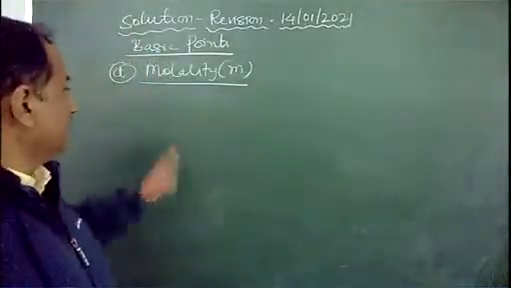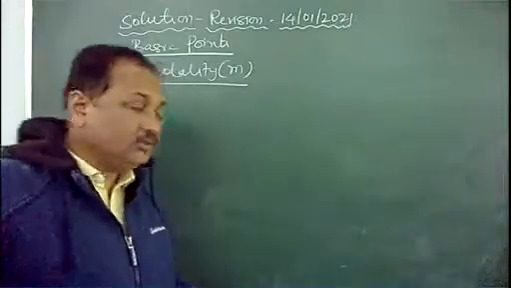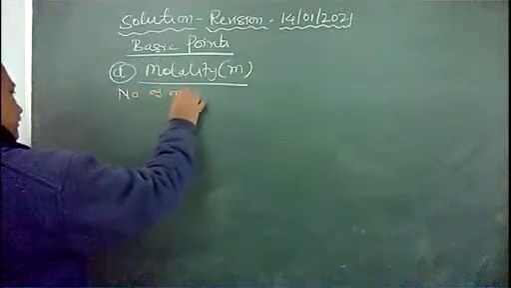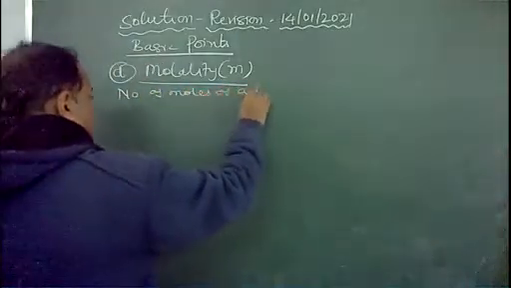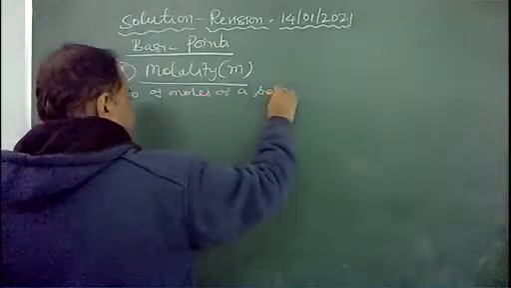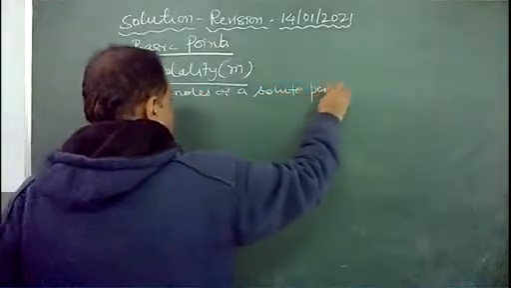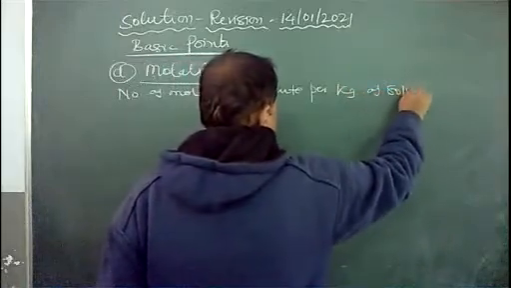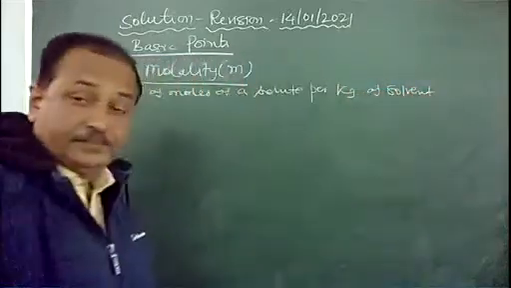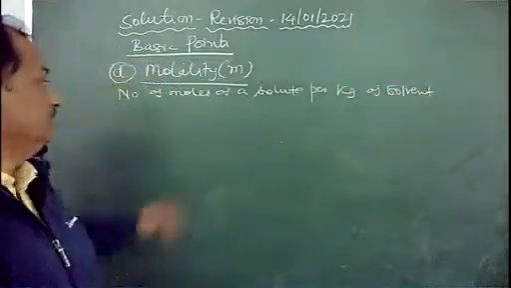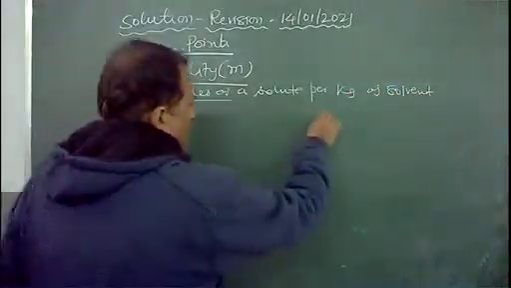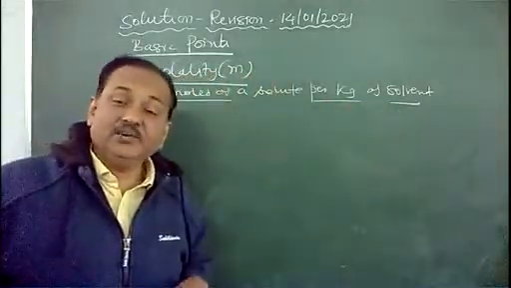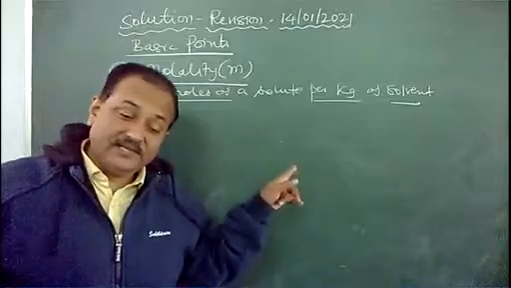Now we'll see the next one, molality. Molality is defined as the number of moles of solute per kg of solvent, children. Per kg, the number of moles of a solute per kg of solvent. In molarity, it was in solution. Here it is in solvent.